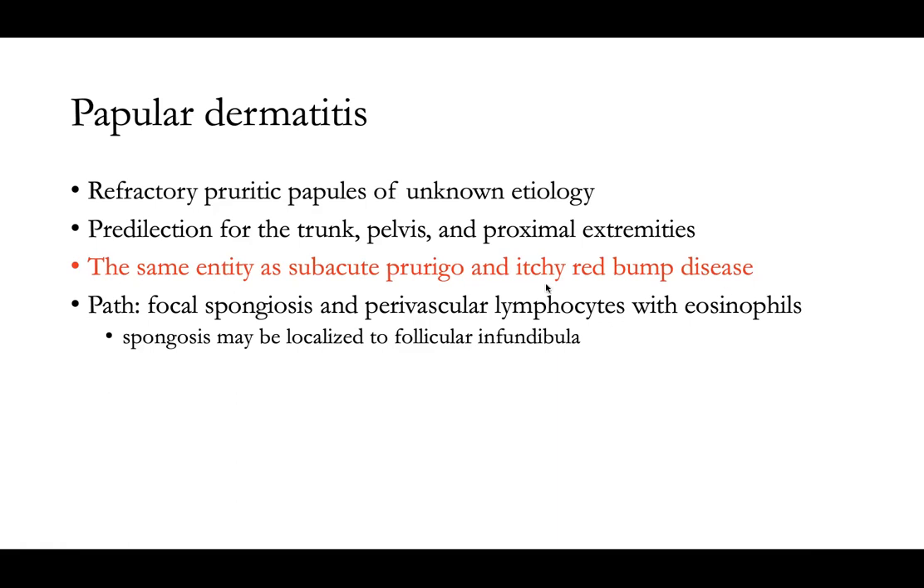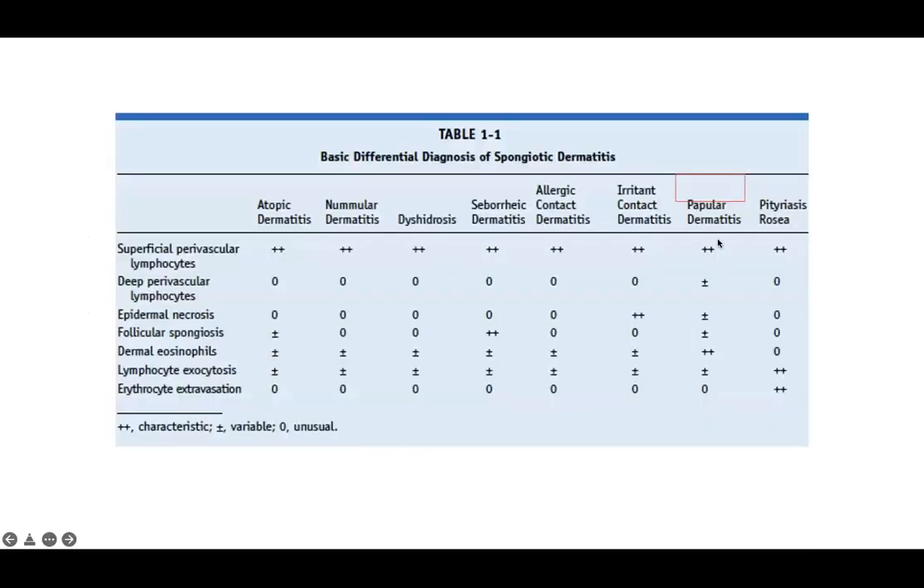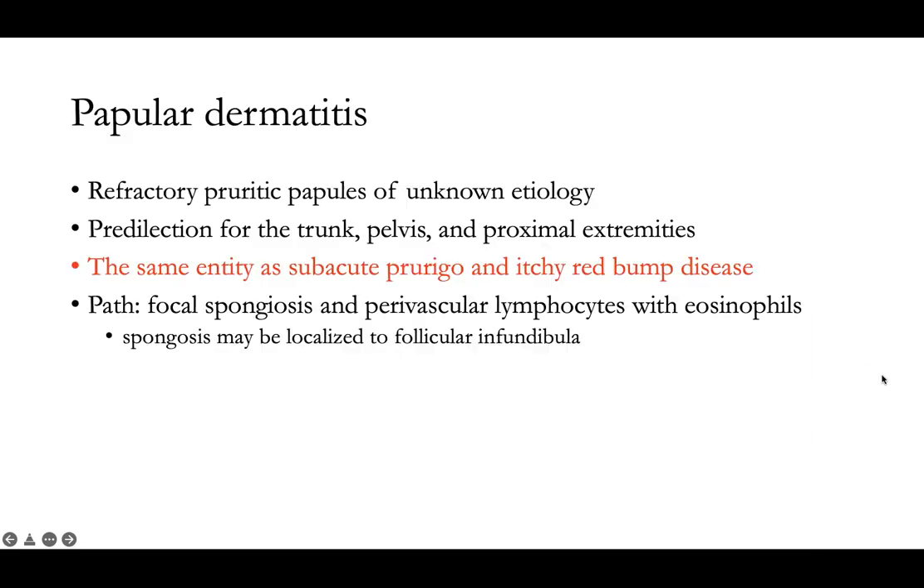And so again, going back to this chart here, papular dermatitis, it shows that you have usually a lot of eosinophils here. So it shows that there's just allergic activity happening in the skin, causing overlying need to scratch and excoriation as well. And so diffuse pruritus in these patients. Spongiosis could be localized to the follicular infundibula as well.